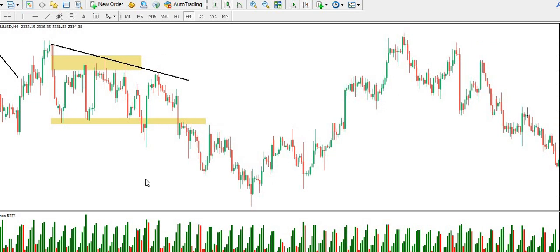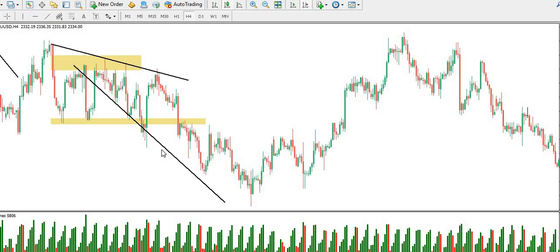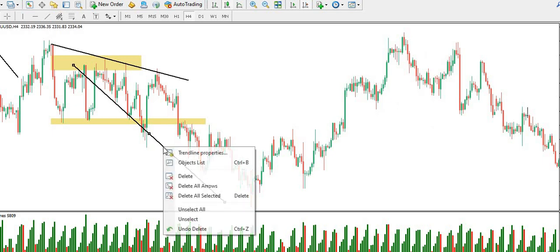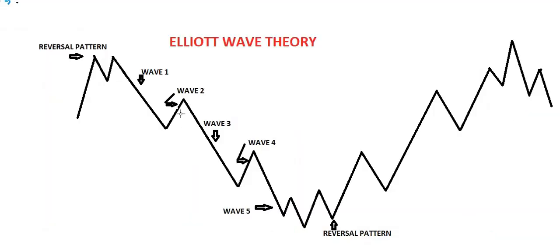So, according to Ralph Nelson Elliott, the market trades in repetitive cycles. Like I can show you on the chart, the market is going down, the market is going up. So there are cycles that the market makes, or there are waves. Let me show you the illustration of this theory. According to him, the market moves in five waves.